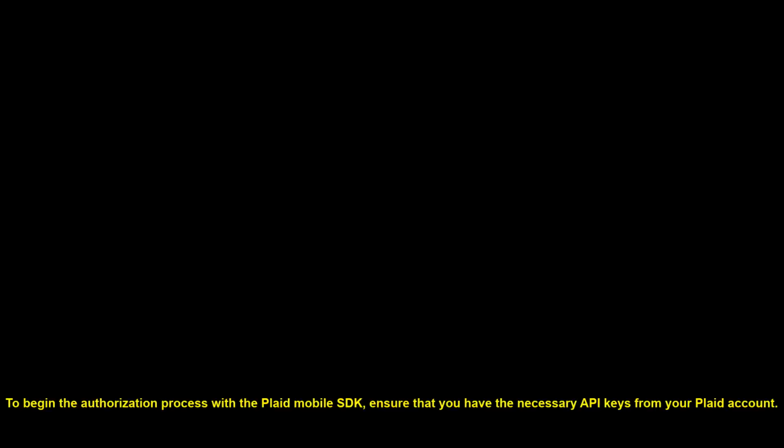your Plaid account. Integrate the Plaid mobile SDK into your project by following the installation guidelines provided in the documentation. Once the SDK is installed, initialize Plaid with your client ID and secret key. Create a new instance of the Plaid link object.